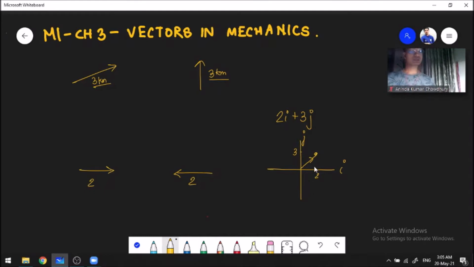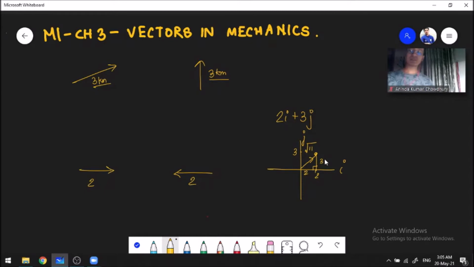Now in order to find the magnitude of this vector, you have to find the length of this line right here. The length of this line can be found by using the Pythagorean formula. This much is 3, this much is 2. The square root of 3 squared plus 2 squared will give you the length of this line, that is root 11. So this is the magnitude of this vector, the length of this line.